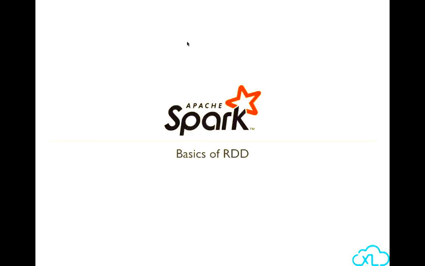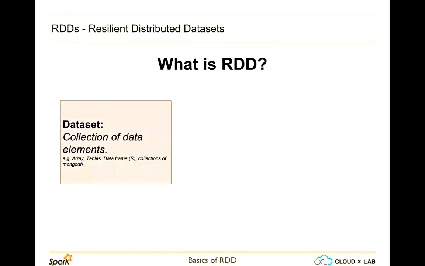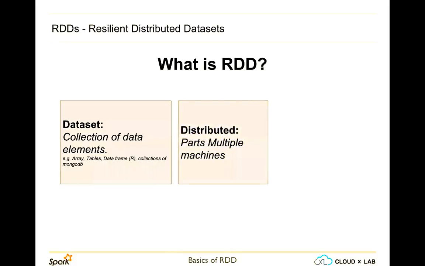Now, what exactly is the RDD? RDD is the basic construct in Spark. Construct as in, that is the fundamental thing that they have implemented. So RDD is a collection of data elements. Just like in normal programming you have arrays, in SQL you have tables, and you have data frames in R, collections in MongoDB, similarly Spark provides you something called RDD. RDD is the construct against which you'll be programming.